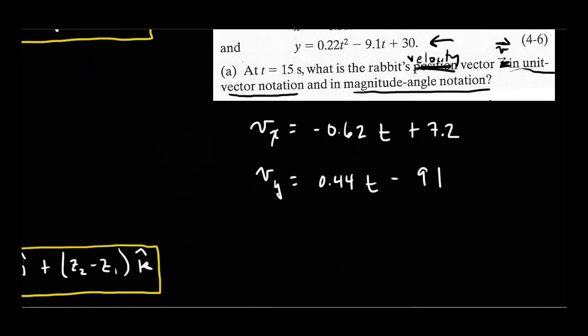So now I could say the velocity vector v is going to be equal to, if I plug in 15 there, negative 2.1 i hat plus negative 2.5 j hat. Double check that on me. I put in 15 here and a 15 there. Negative 2.1 and negative 2.5. So that would be the expression of the velocity vector at 15 seconds in unit vector notation.